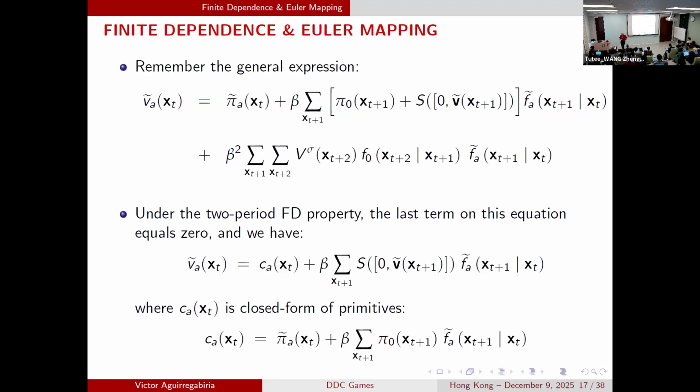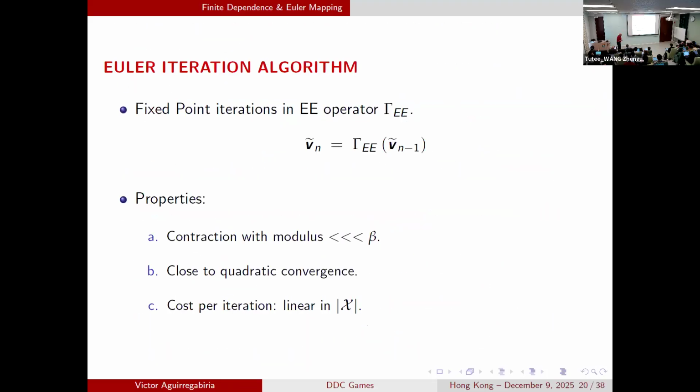There is a linear cost per iteration, as in value function iteration, but a contraction modulus substantially smaller than beta, so it converges substantially faster than value function iteration. In all our experiments, we see close to quadratic convergence. I think this combination of properties definitely makes it a better algorithm than value function iteration. We are going to see that it is also better than policy function iteration, because this cost is linear in X instead of cubic in X.